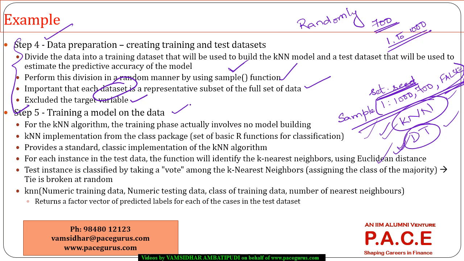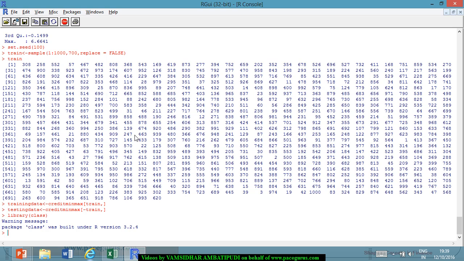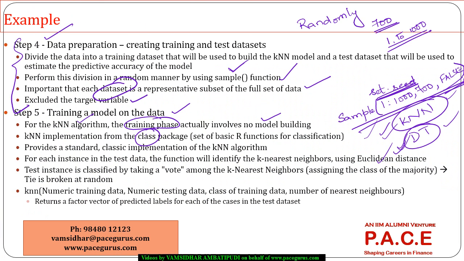So in my step 5, I am initiating my training learning model. I am training the model now for the data. For the KNN algorithm, we have already said the training phase is a very quick phase, because there is no model building involved in the KNN process. Now, to implement the KNN algorithm, the first thing I need is a package called class. Let me see if I already have it. I'll do library class. Yes, the package is already there, so I have loaded this package.